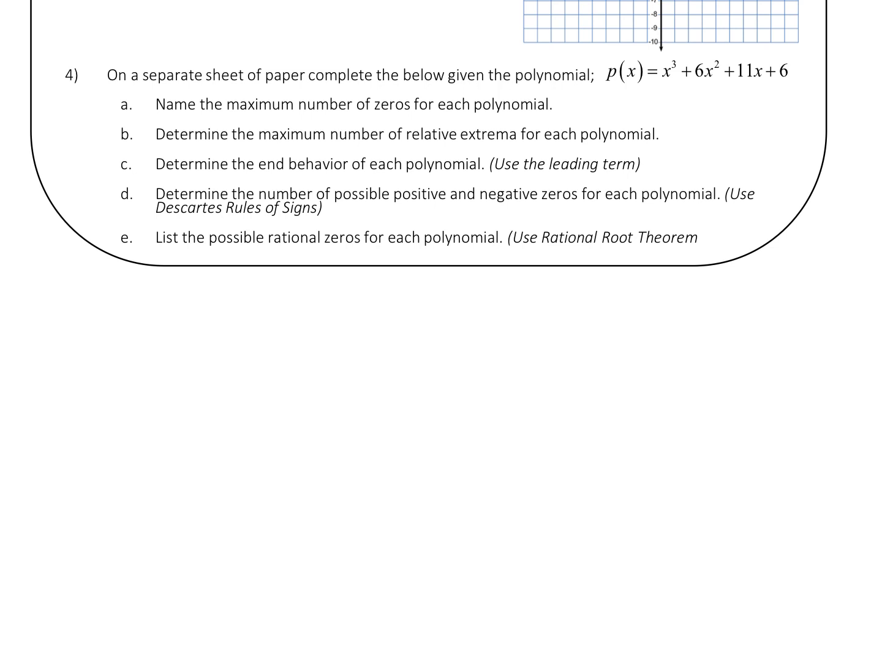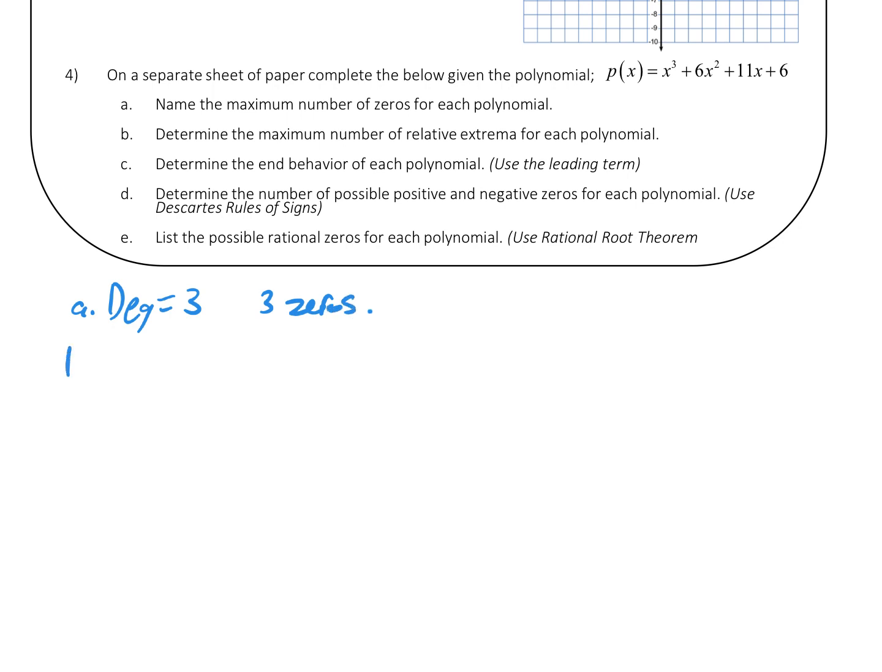Okay, and we're going to state what are the maximum number of zeros. Well, the maximum number of zeros is always equal to the degree. Okay, so in this case, we have a degree of 3, and so we have 3 zeros, okay?